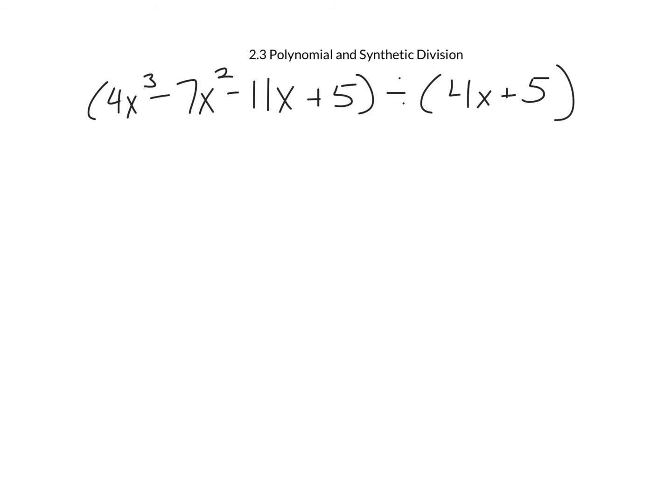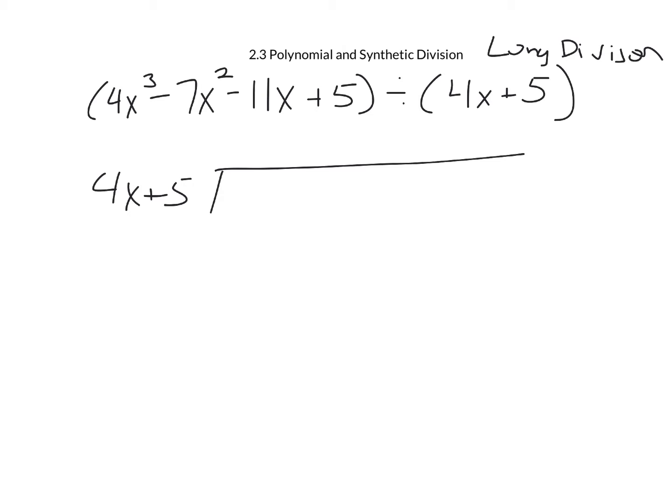All right, 2.3, polynomial and synthetic division. We're going to start with long division, so I'll label it long division. So we're going to get 4x plus 5, and then what we put inside is 4x cubed minus 7x squared minus 11x plus 5. What times 4x gets us 4x cubed will be just x squared.